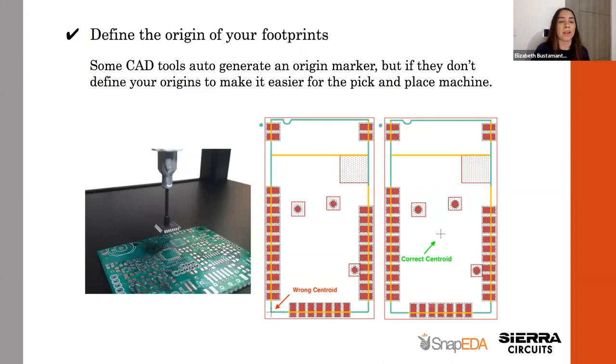Another tip is that it's really important to define the origin of your footprints if you are doing the whole pick and place assembly process. I know that some of the EDA tools will automatically add an origin marker in your land patterns, but if they don't, you really need to add them yourself and make sure that they are correctly placed, because most pick and place machines will pick up the components at the center of gravity. You just want to make it easier for the pick and place machine. So this is just another recommendation.